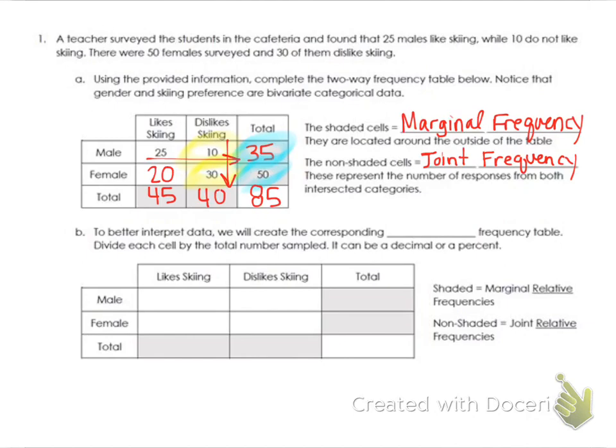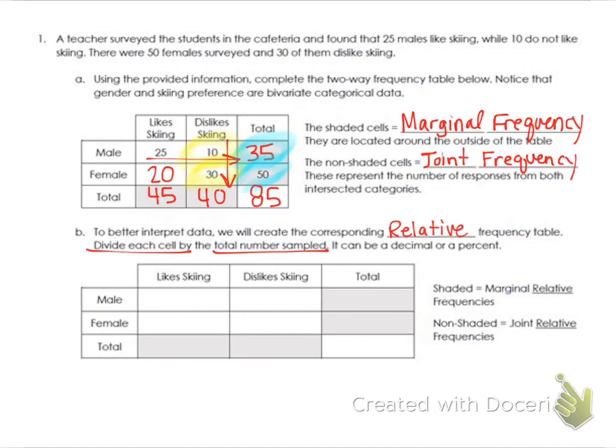So for B, it says to better interpret data, we will create the corresponding relative frequency table. So this is relative. And it says to divide each cell, so we're dividing, by the total number sampled. So how many people were sampled? 85. That means that this can be represented as a decimal or a percent. So we can write it as a fraction to start, but then we're actually going to do the division in the calculator to see what the percent and the decimal would be.